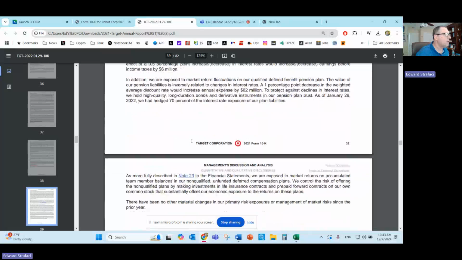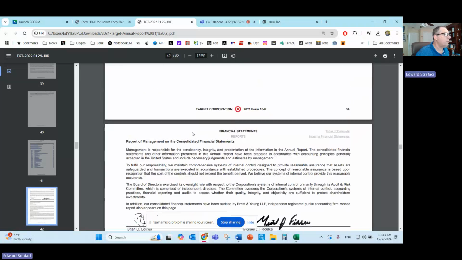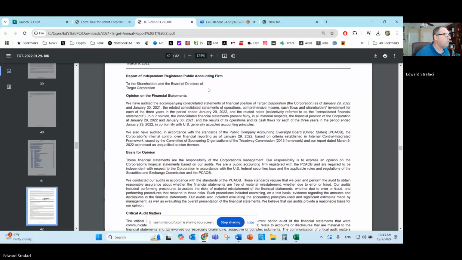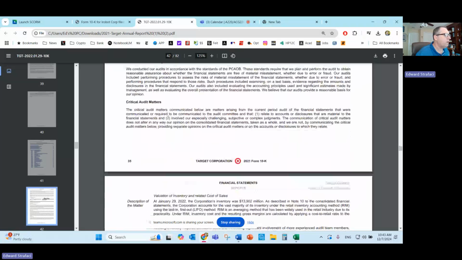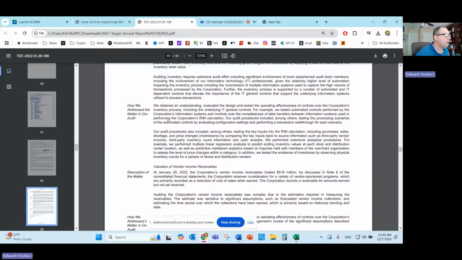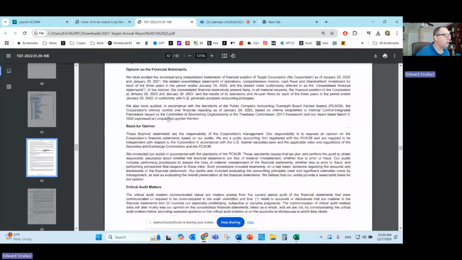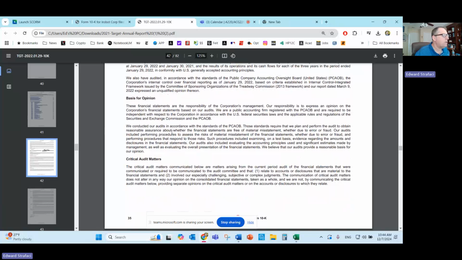These are forward-looking statements. Just want to go over this one more time. And there's your report, page 42. That's the independent auditors report from Ernst & Young. Right here. So that tells you that they passed and Target did the right thing.